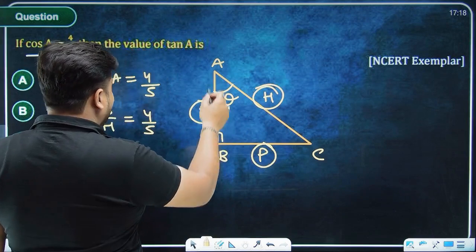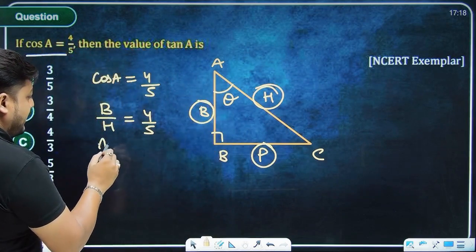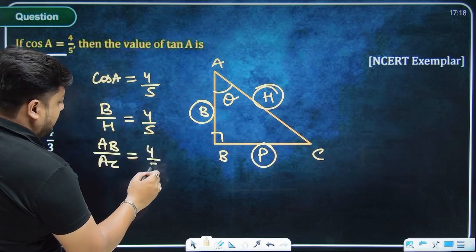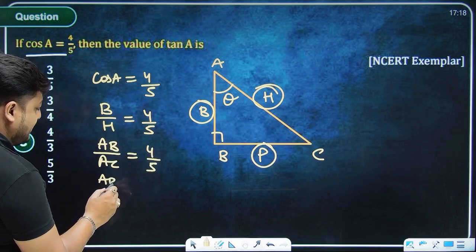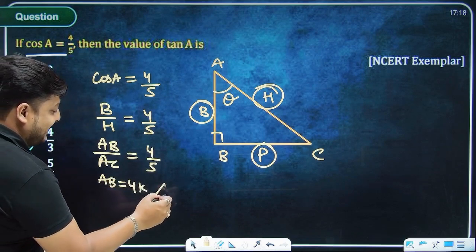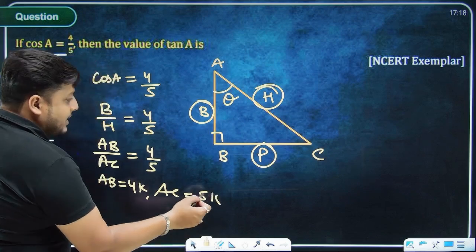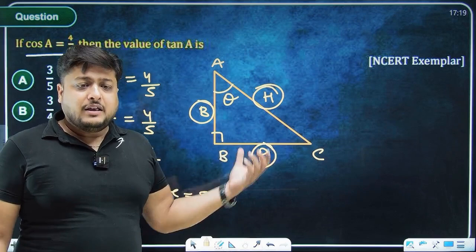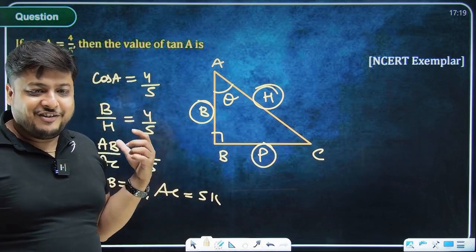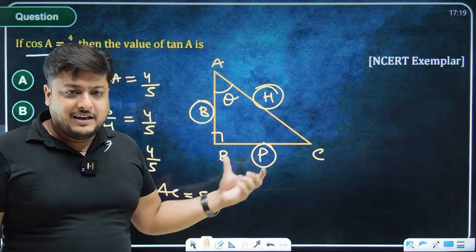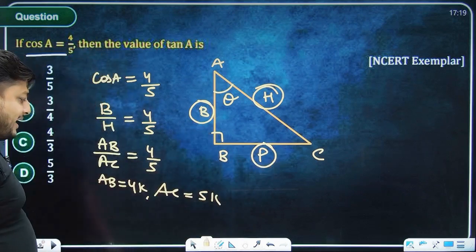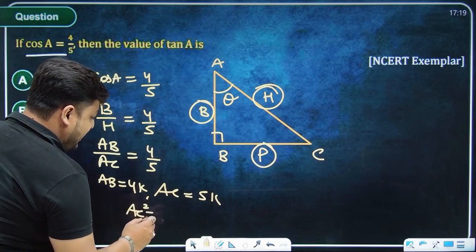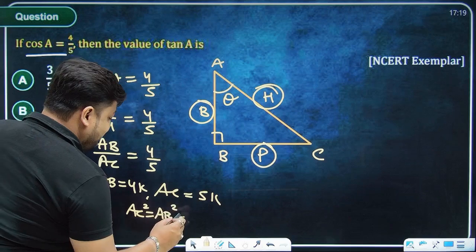B is this, and this is the hypotenuse, and this is the perpendicular. So this is the base, right? Yes. So it will be like AB upon AC this time. It equals 4 upon 5. Okay. So AB is 4K and AC is 5K. You have to find out BC this time. You have to find out the perpendicular. In the previous question, what did we find out? We found the base there. In this question, we have to find out the perpendicular. Okay. So AC square equals AB square plus BC square.